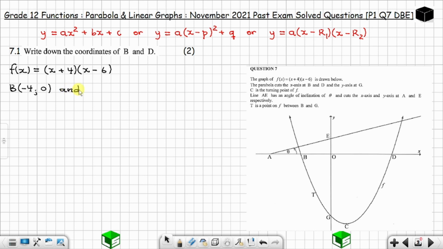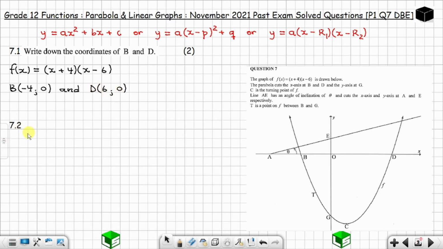And D, the coordinates will be (6, 0). When you solve this part, you make it equal to 0. So the coordinates will be (6, 0). So you can tell that B has a negative coordinate and D has a positive coordinate. When you look at the graph, you can see that B is on the negative side and D is on the positive side. So you have to make sure you write down the coordinates the right way, because you can see -4 for B and 6 for D.